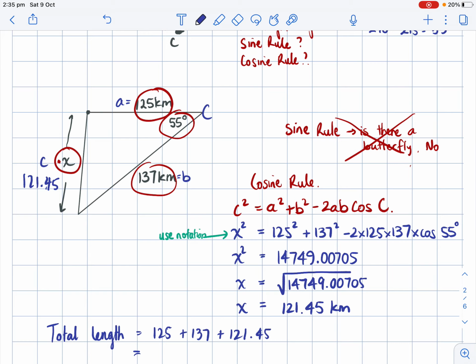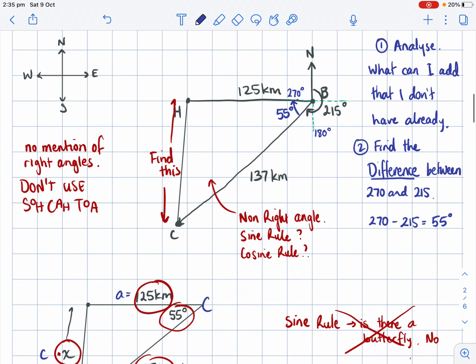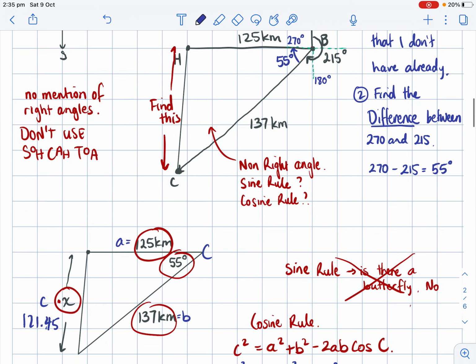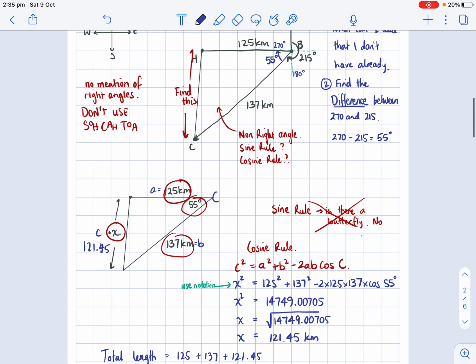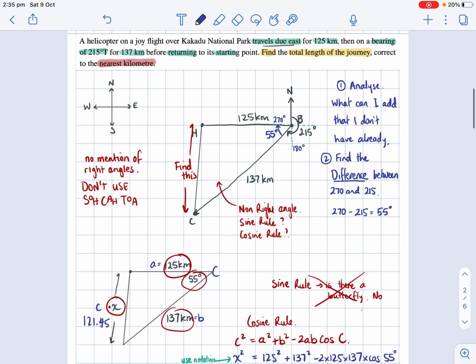Again, back to my calculator, add them all up. 125 plus 137 plus 121.45, and we get 383.45. And it tells me I highlighted it to the nearest kilometre, so it's 383 kilometres. And that's the end of the second video. Hopefully there are some notations and ideas there that help you work through these problems on your own.